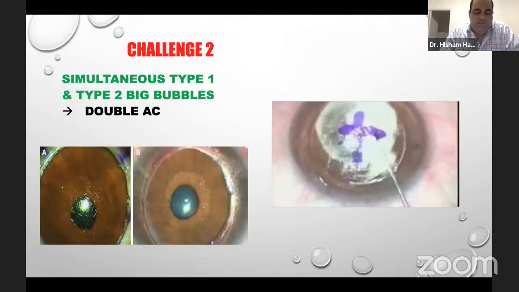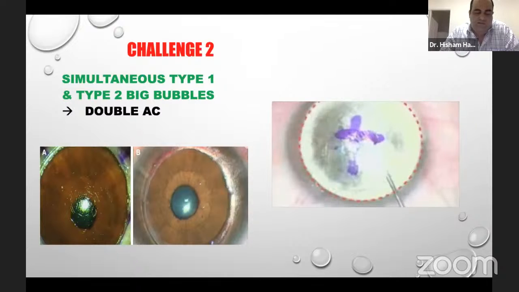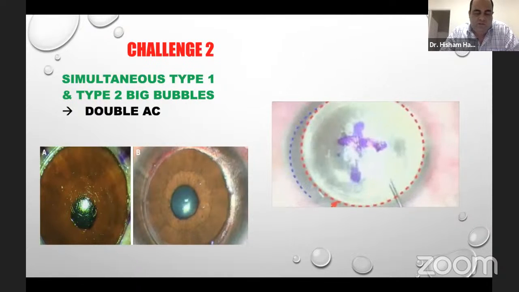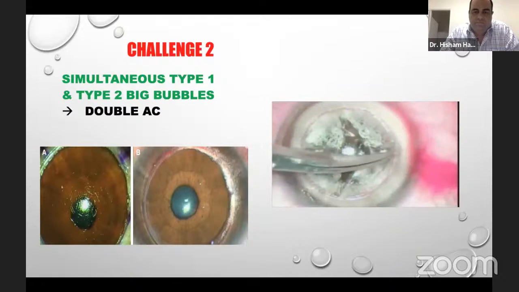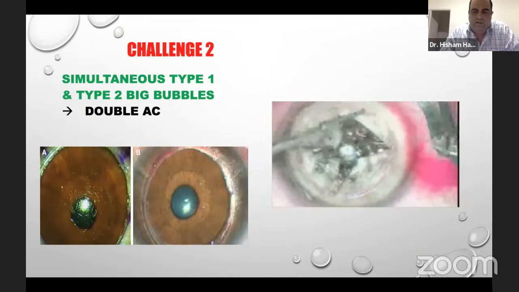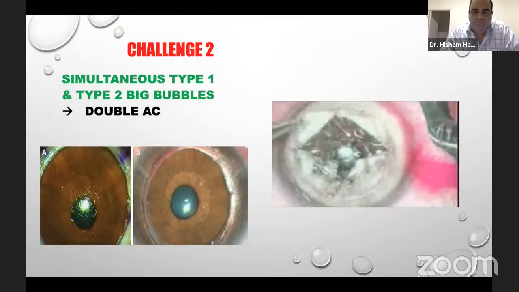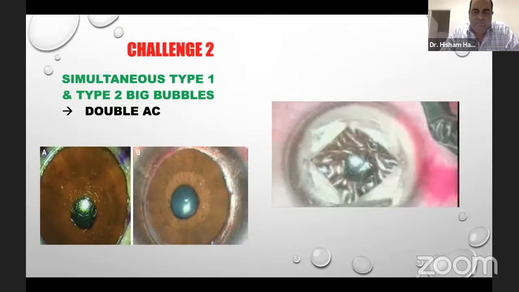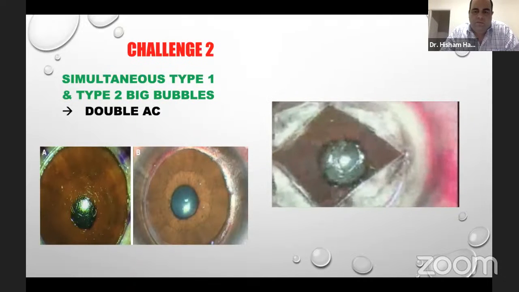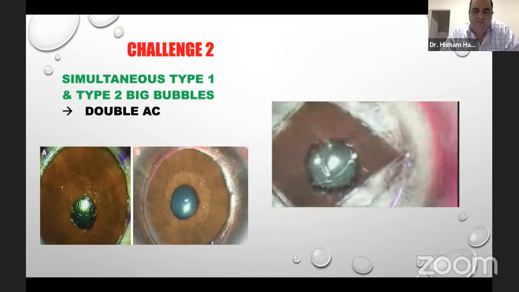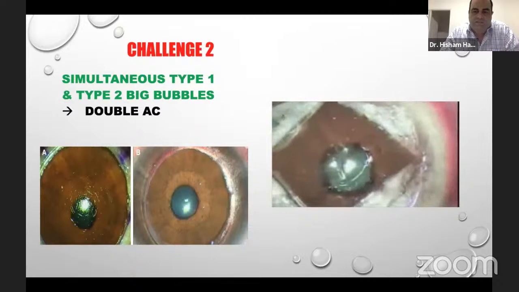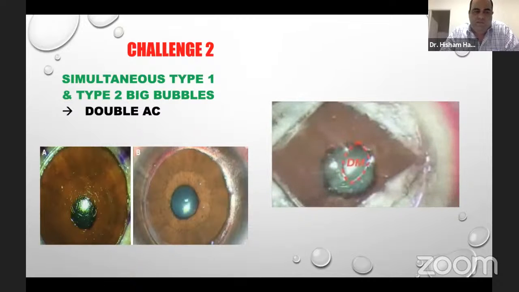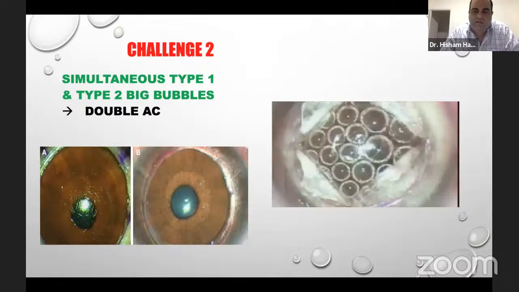Second challenge is when you have simultaneous type 1 and type 2 bubbles. In this situation, you may sacrifice Dua's layer and keep Descemet's membrane of the recipient only. So here we have opened the deep stroma. We have Dua's layer in front of us. And now we are making a snip in Dua's layer, and we have the Descemet membrane lying beneath. To make sure, we're going to inject some air into the anterior chamber, and it will not leak. This is a proof that Descemet's membrane is still intact.